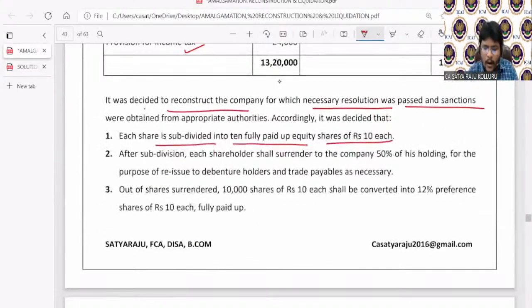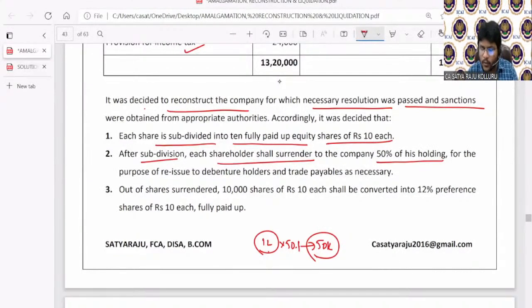Next, after subdivision, each shareholder shall surrender to the company 50% of its holding. Total right now 1 lakh equity shares are there. 1 lakh into 50% means 50,000 equity shares are surrendered for the purpose of reissue to the debenture holders and trade payables whenever necessary.